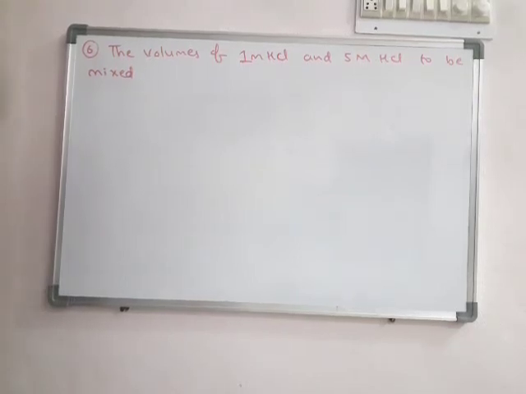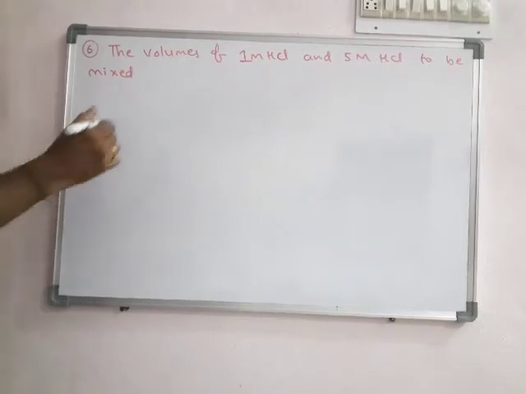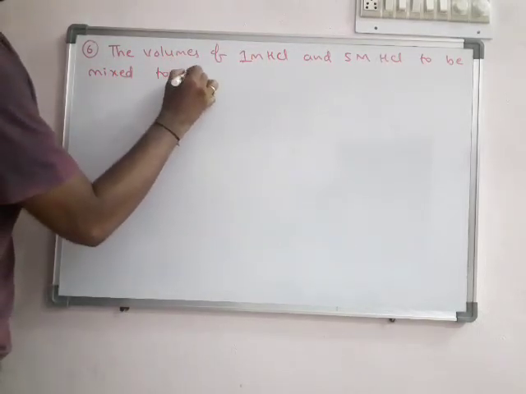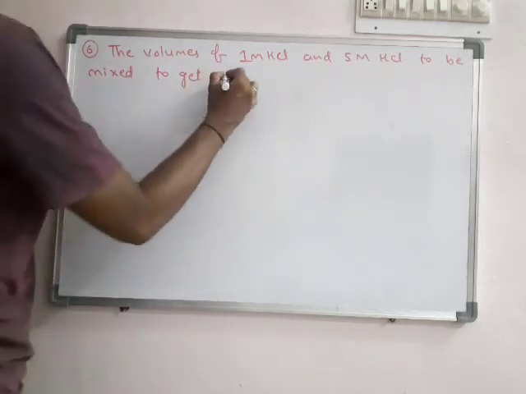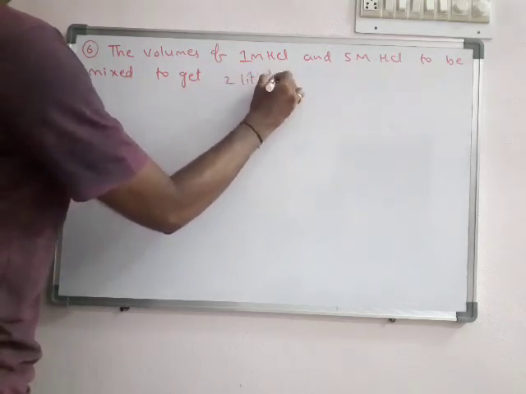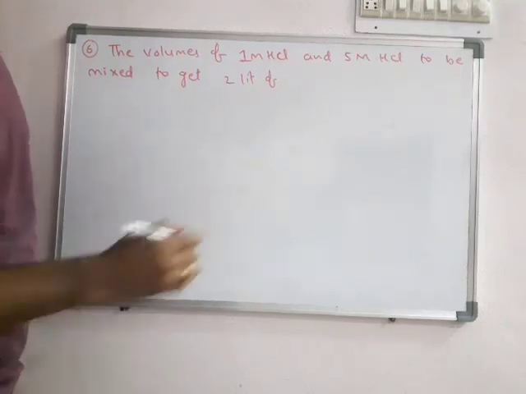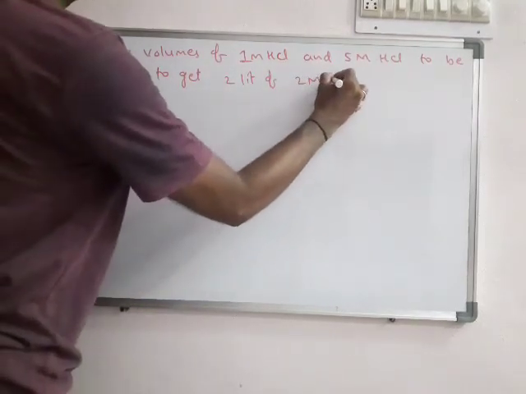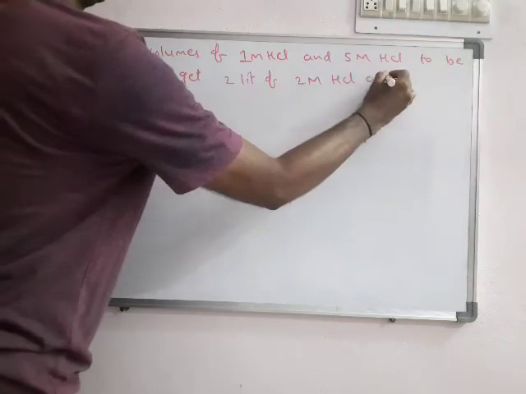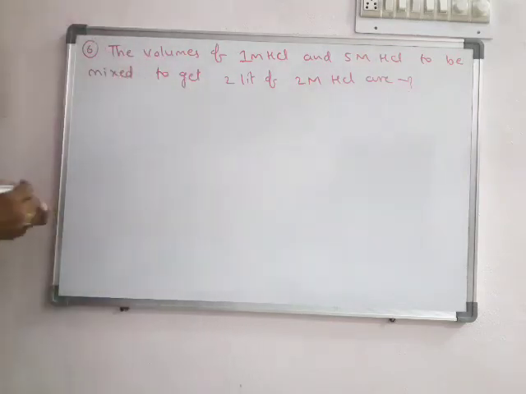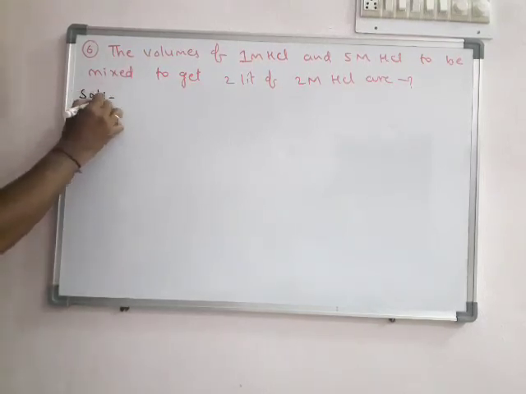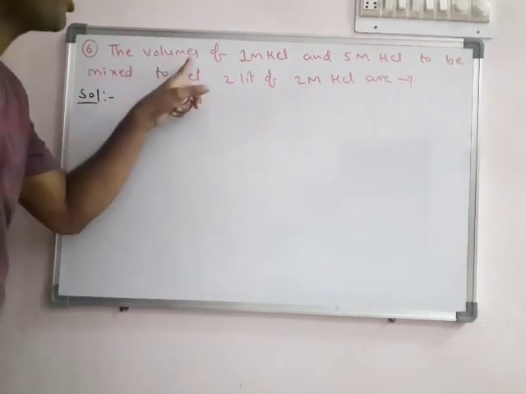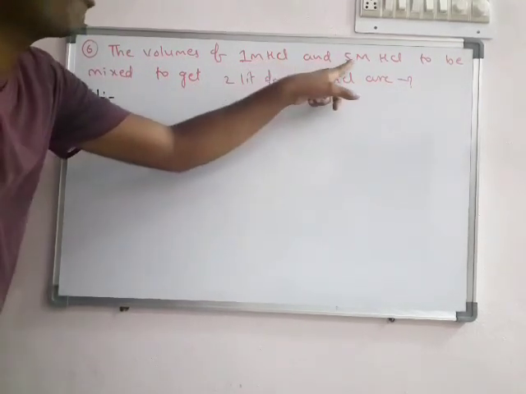This way, to get 2 liter of 2 M HCl solution. So it's also a totally different problem. The formula is similar, but we need to find the volumes of this 1 M HCl and 5 M HCl.